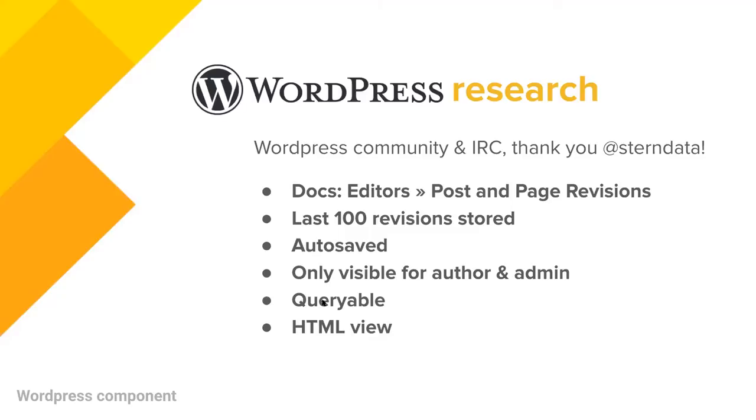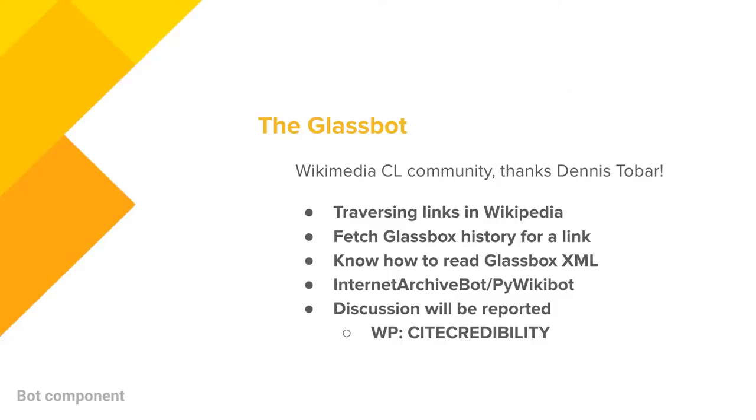And well, for the Glassbot, we have been doing another research with the Wikimedia in Chile community, and Dennis Tovar helped us out. We would like to traverse the links in Wikipedia, fetch the Glassbox history that we showed you in the XML, and know how to read the Glassbox XML. It is very similar to other bots that you have probably seen, the Internet Archive bot, or also PyWikiBot that you can use for those kinds of tasks. But we're discussing how we can make a report of this. So probably we can do something like site credibility.